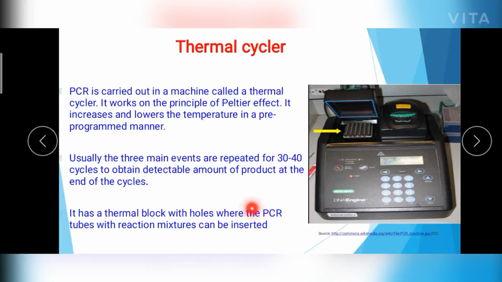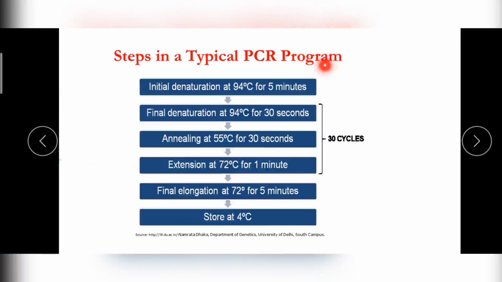The PCR tubes are kept in a thermal block with holes, where the tubes are inserted, and the three events are denaturation, annealing and extension. They are repeated for 30 to 40 cycles to obtain the DNA in millions of copies at the end of the reaction. So these are the steps in a typical PCR program.